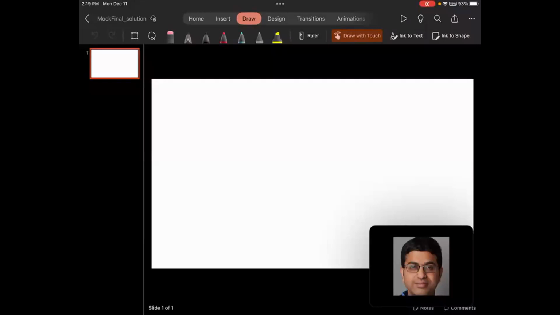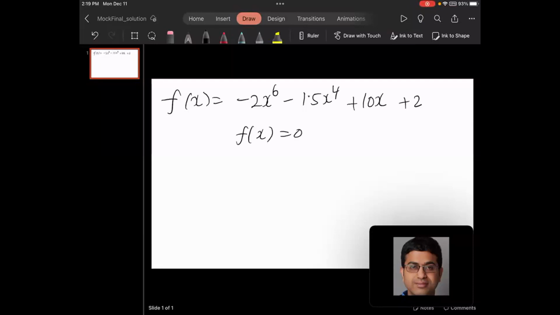So what is your function? The function is f of x equal to minus 2x to the power 6 minus 1.5x to the 4th plus 10x plus 2. So that is your function. And we are asked to solve for f of x equal to 0. And with the Newton-Raphson method, you always need an initial guess, which is given to you as x0 equal to 1.5. That's what is given to us.